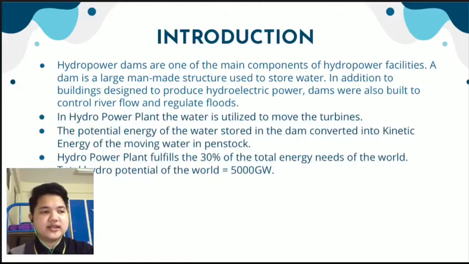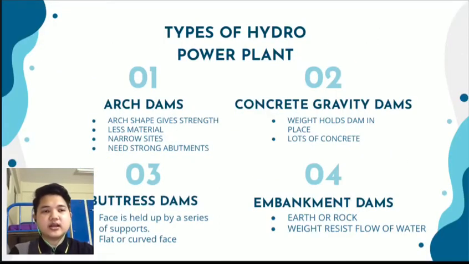We continue with the next slide. There are four types of hydropower dams. The first one is the arch dam. The arch dam is named for its shape, because the shape is an arch. The arch shape gives strength to the dam.